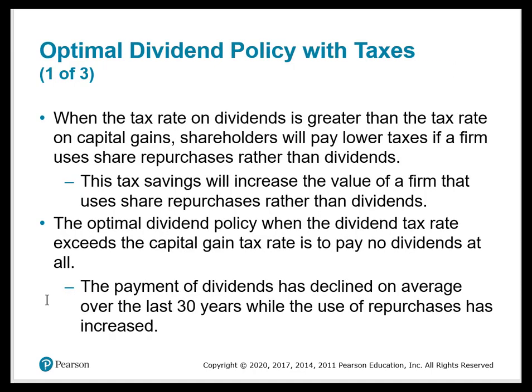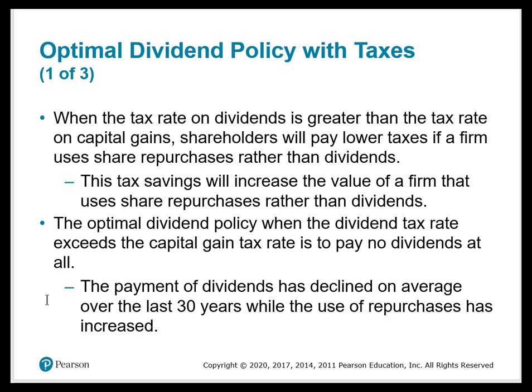So when the tax rate on dividends is greater than the tax rate on capital gains, shareholders pay lower taxes if the firm uses repurchases. So that tax savings increases the value of a firm if they use a share repurchase rather than a dividend. So the optimal dividend policy, if the dividend tax rate is greater than the capital gains rate, is to pay no dividends at all, right?